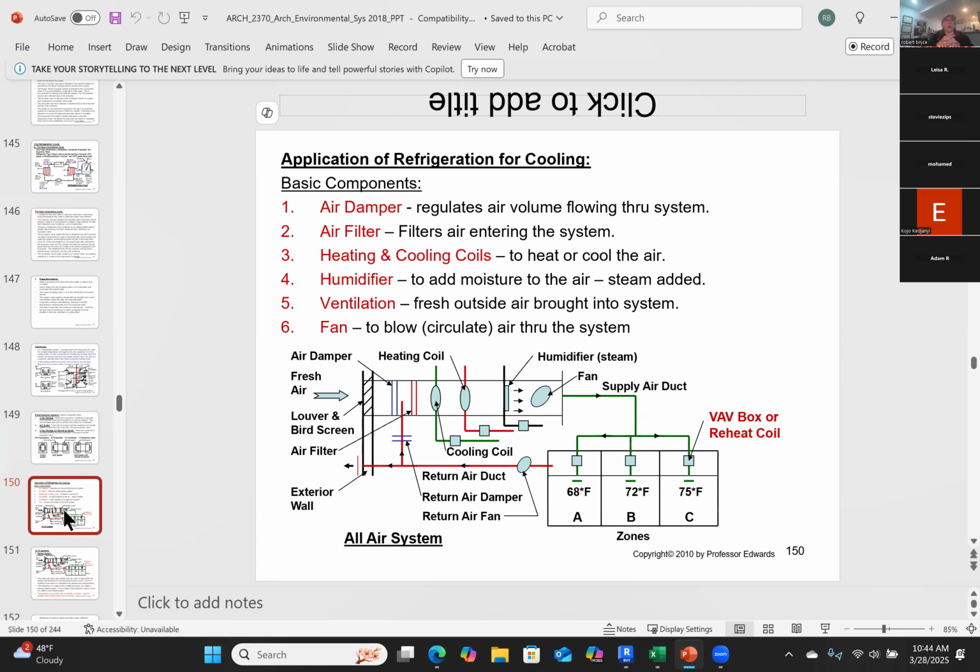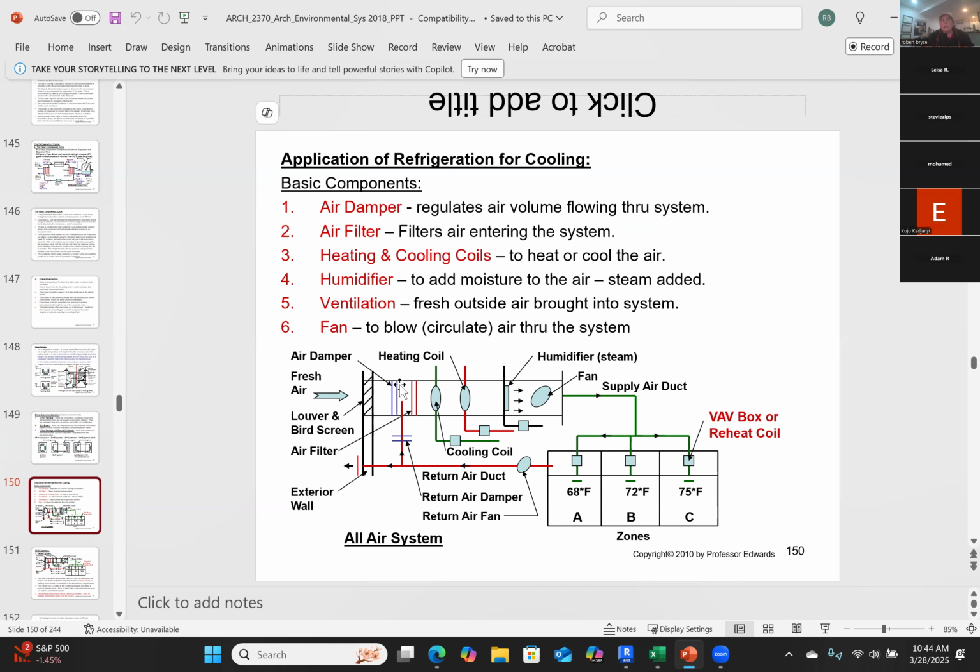So remember, we have to change the air. We have to exhaust the existing air from the space, throw it away, and then we have to bring in fresh air to replenish the air that we are exhausting. And so we bring in fresh air. We put a louver or some sort of a screening device to keep the birds and the insects and the animals out of the building.